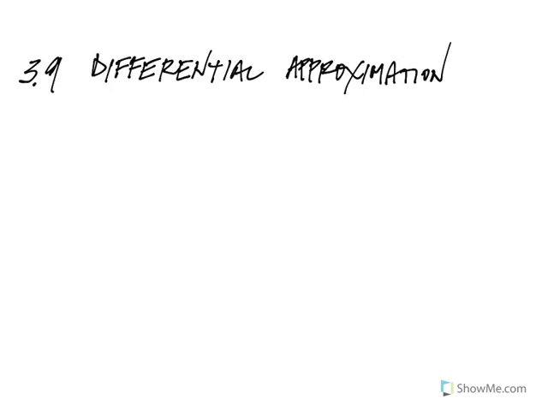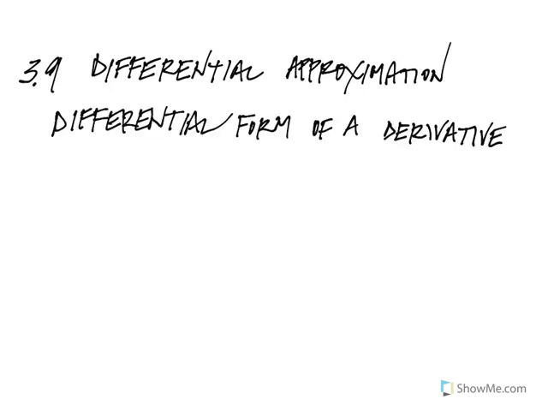Today we're going to do section 3.9, differential approximation. All right, we will start off by just talking about what the differential form of a derivative is. We'll start off with an easy example. Let's say that f of x, actually, let me use this different notation. I'm just going to use y. So I've got y is equal to the cosine of 6x.